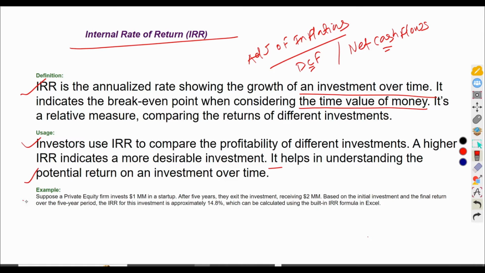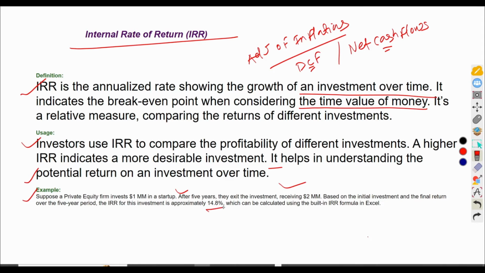We have an example. Suppose a private equity firm invests 1 million in a startup. After 5 years, on exit, the investment receives 2 million, based on the initial investment and the final return over the 5-year period. The IRR for this investment is approximately 14%.